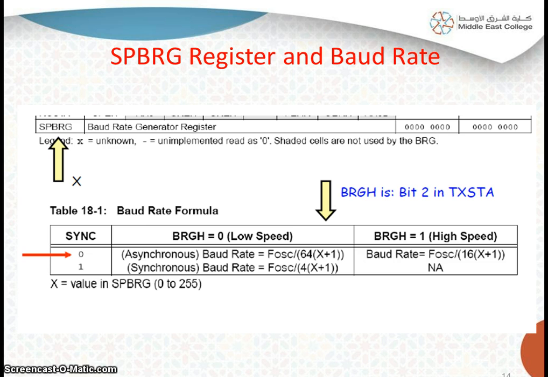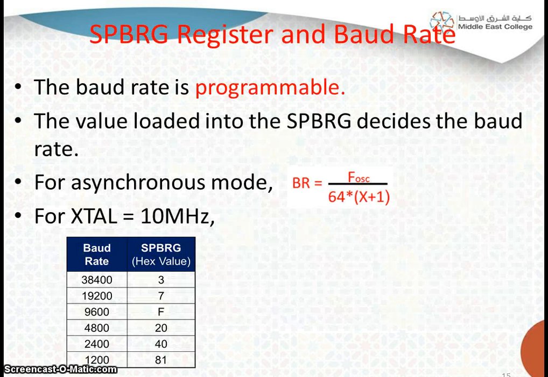In the case of synchronous mode, where we do not have the speed selection, the baud rate is calculated by using the formula FOSC divided by 4 into x plus 1, where x is nothing but the value which has to be loaded into the SPBRG register. Typically this value is within the 8-bit range, that means 00 to FF. So the baud rate is programmable, that means the user can decide what value should be loaded into the SPBRG register.